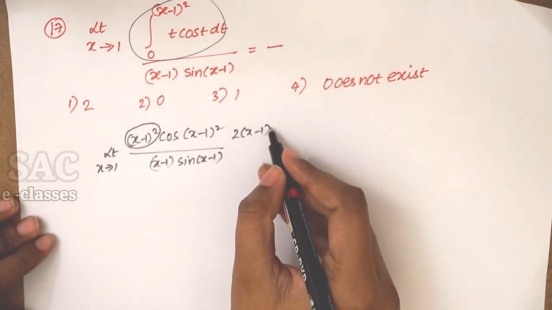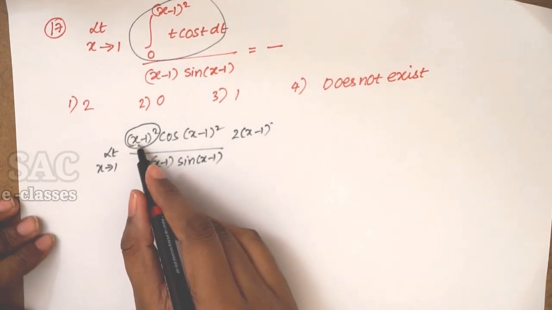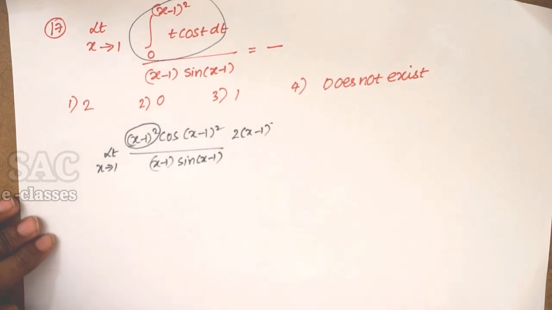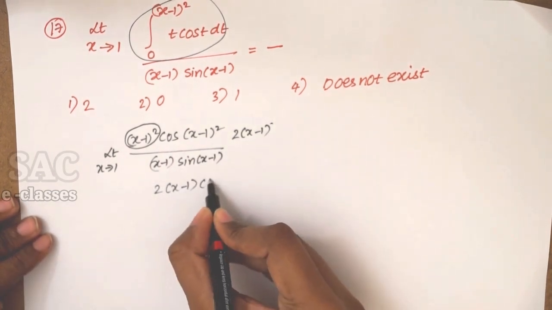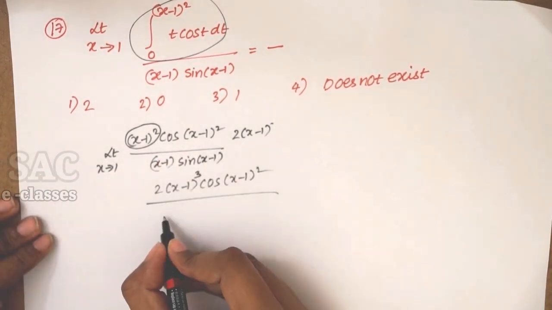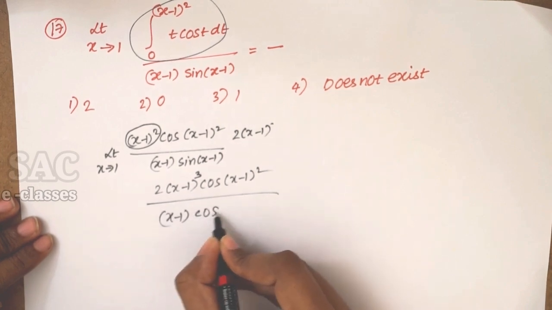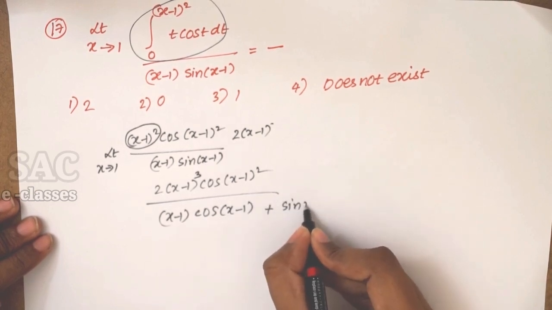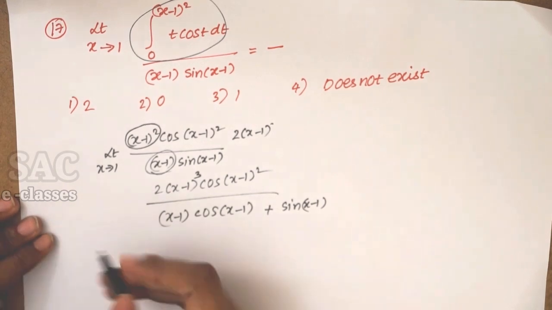Okay, now if you remove this one and apply the limit, what will happen? 0 minus 1 minus 1, 0 by sin of 0 is 0, so 0 by 0 form is coming. So only apply L'Hospital for the denominator. You may get (x minus 1) into cos of (x minus 1) plus sin of (x minus 1). Differentiation of x minus 1 is 1.